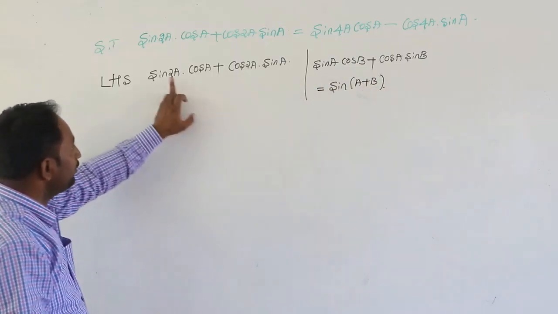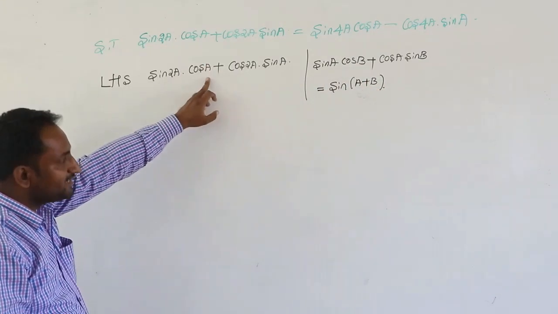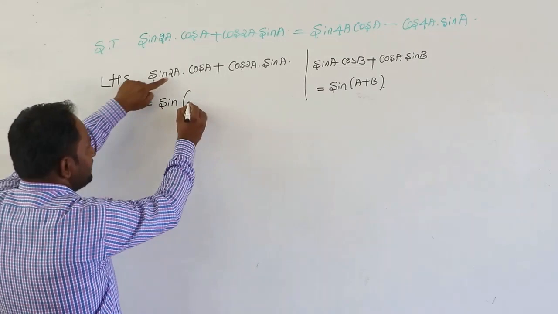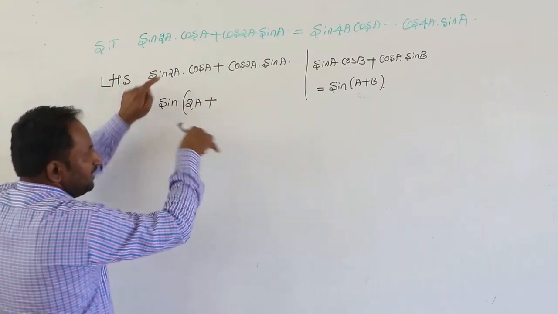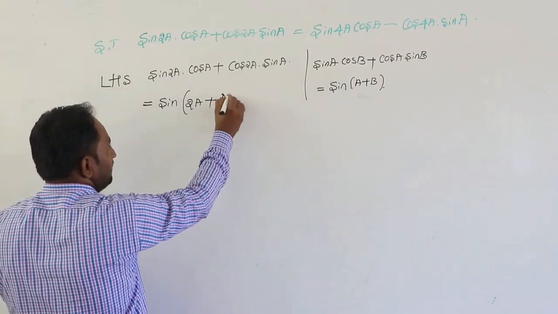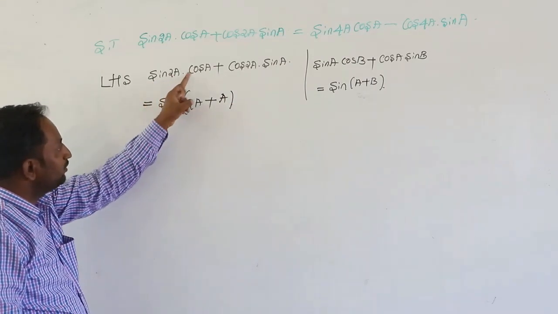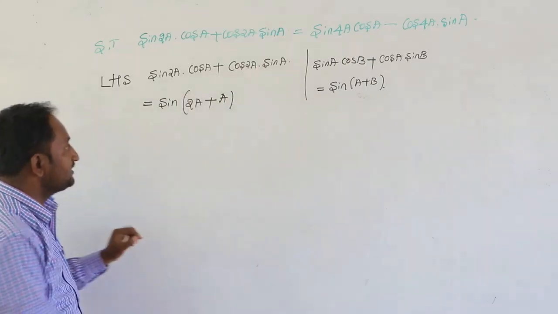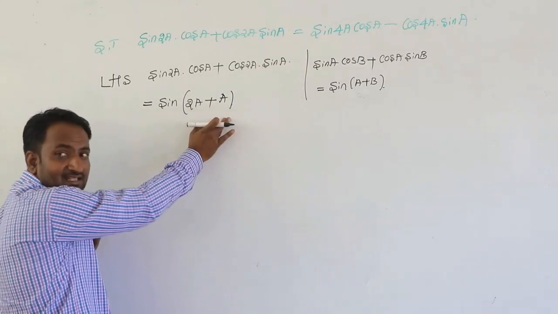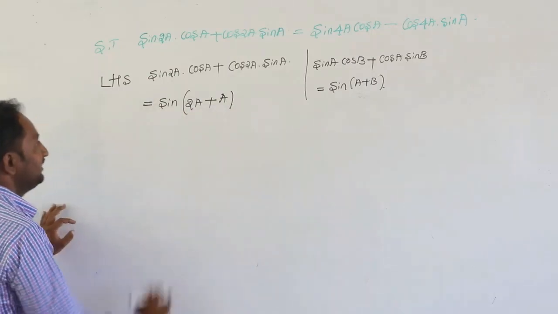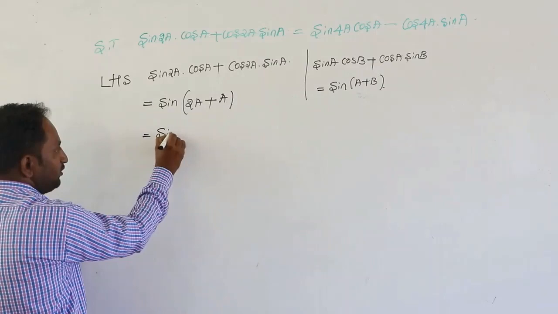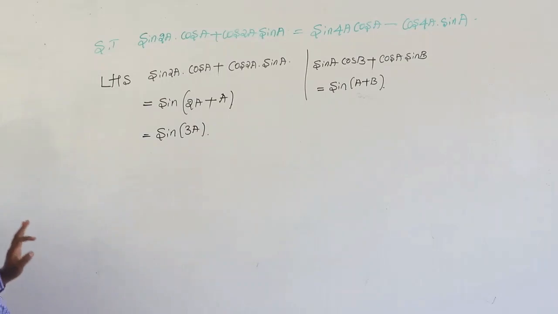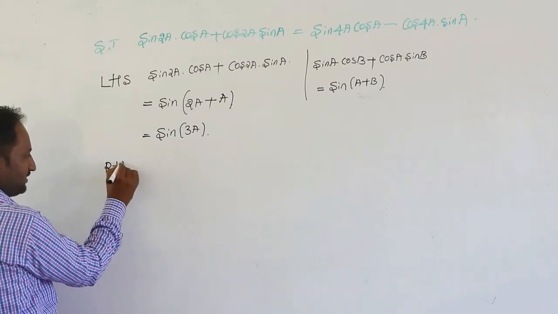In place of a, 2a is there. In place of b, a is there. Here that is equal to sin of, in place of a, 2a plus, in place of b, a. Here sin of 2a into cos a plus cos of 2a into sin a, the result is sin of 2a plus a, which is equal to sin of 3a. That is the LHS. Then consider the RHS.